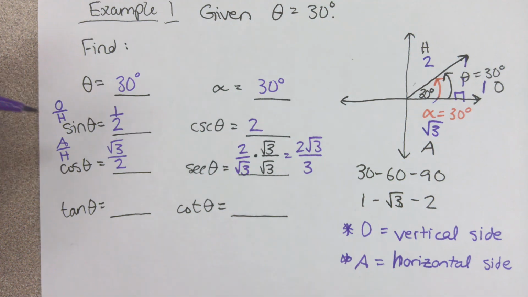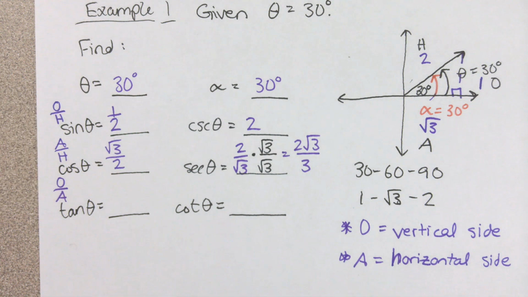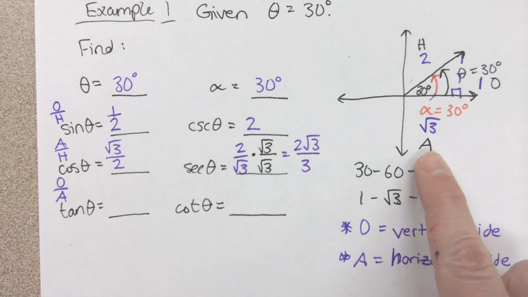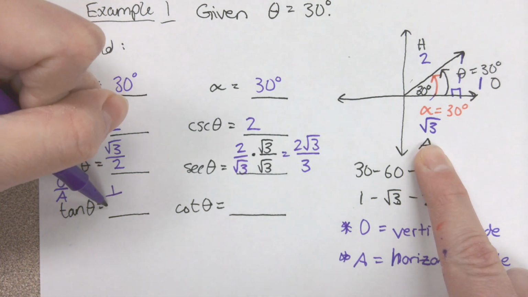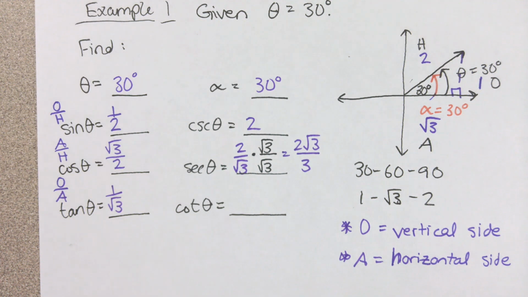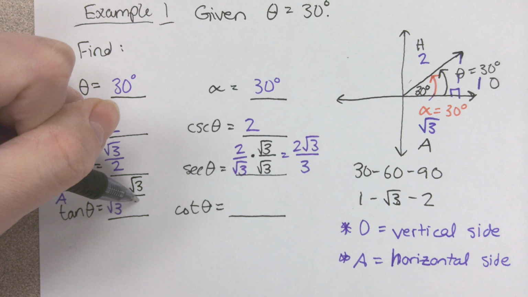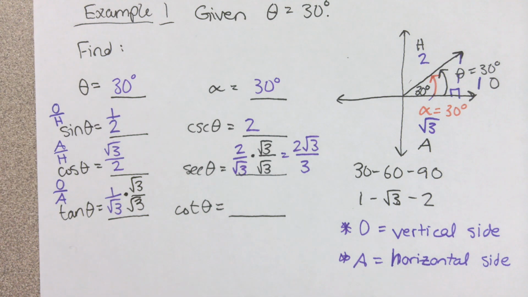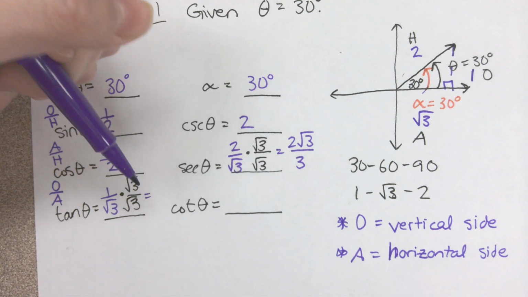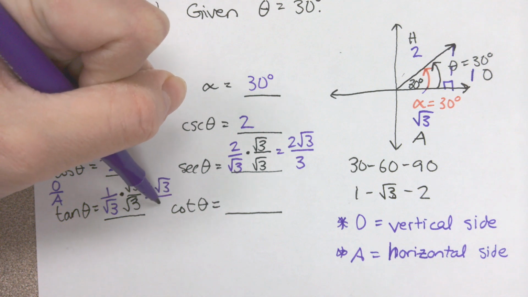Last one, tangent. Tangent is O over A. So 1 over square root 3. Same case here, we can't have that square root 3 on bottom, so we'll multiply top and bottom by square root of 3. And that gives us the square root of 3 over 3.